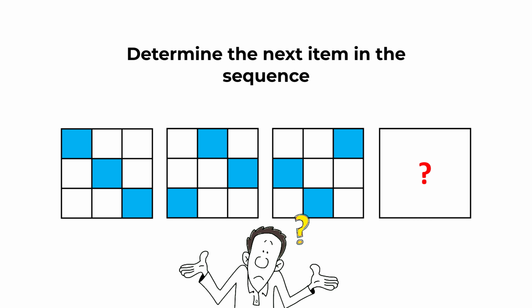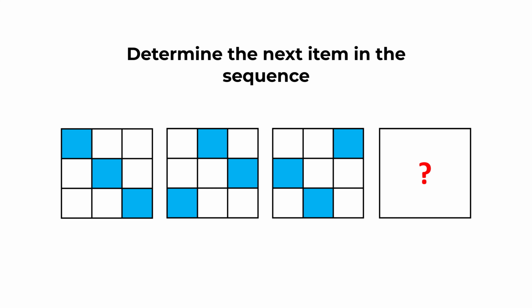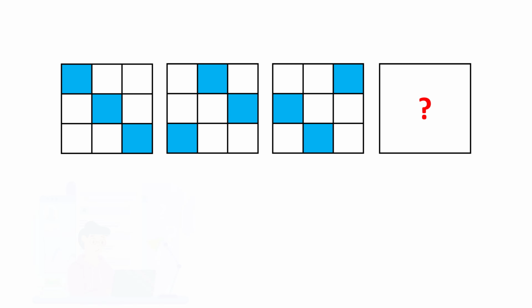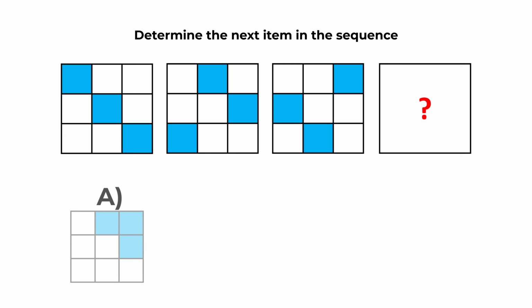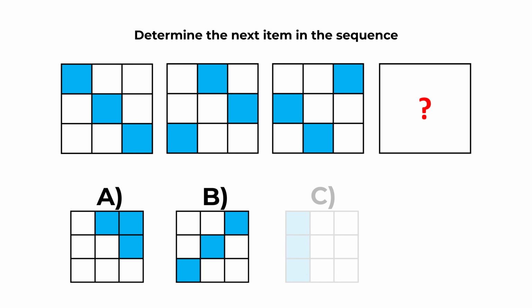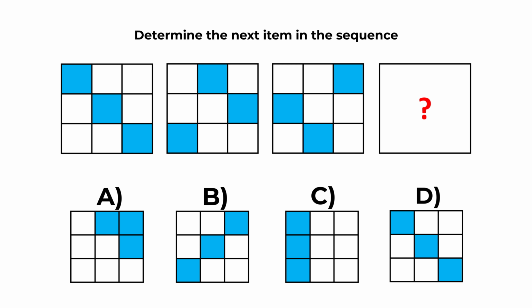You're presented with the sequence of large squares. Each large square contains 9 small squares inside, and small squares are of different colors. You need to determine the next item in the sequence, and you have 4 different choices. Choices A, B, C, and D. Do you see the answer?